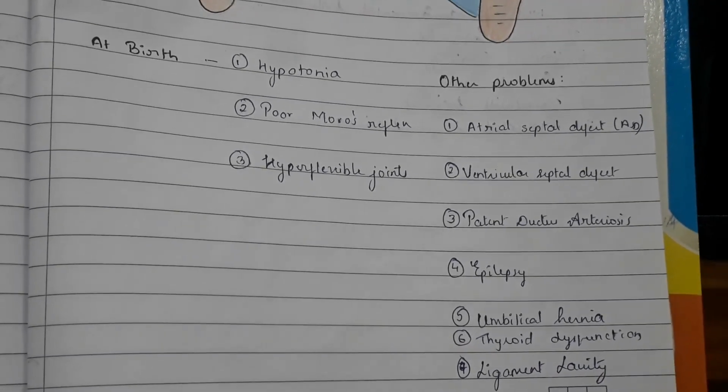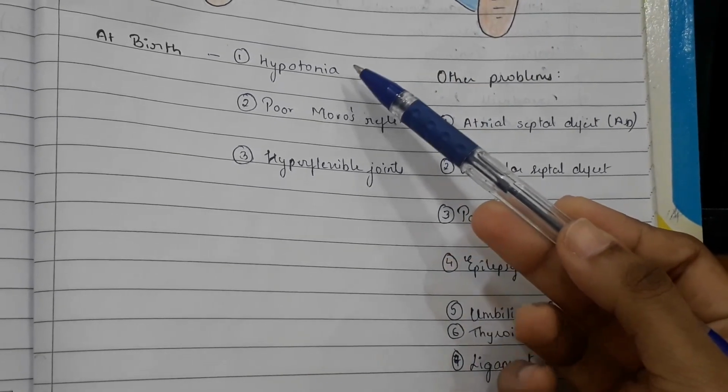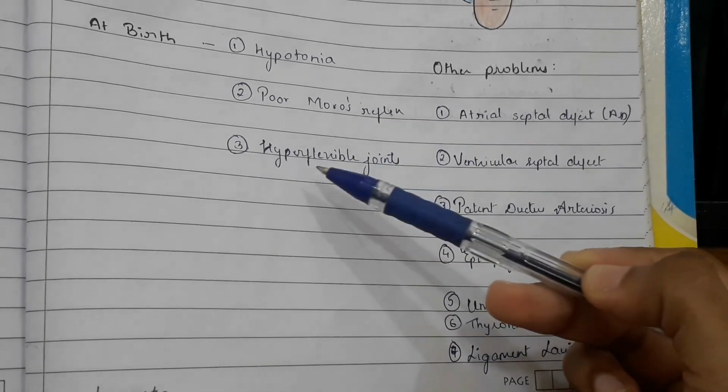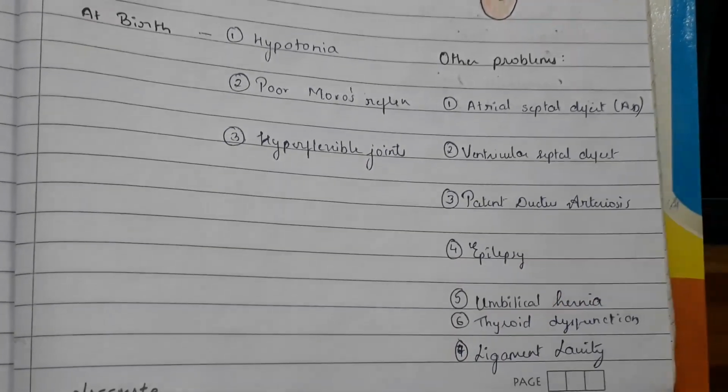At birth, you see hypotonia, that is tone decreased, poor Moro's reflex, and hyperflexible joints.